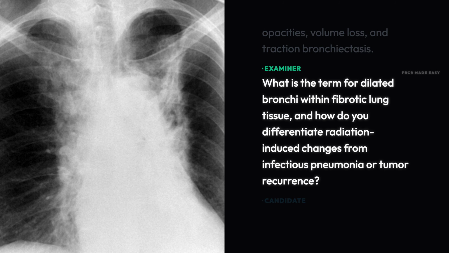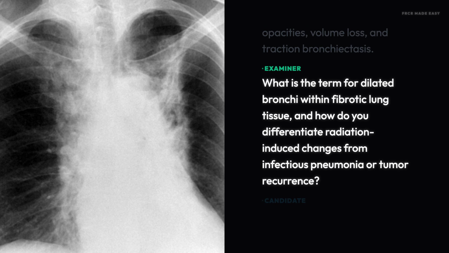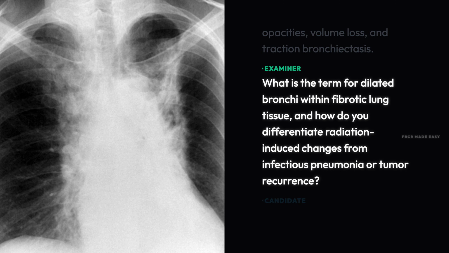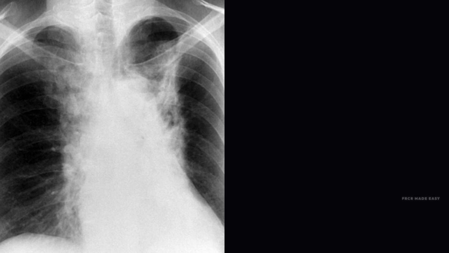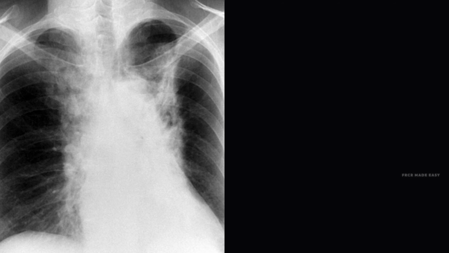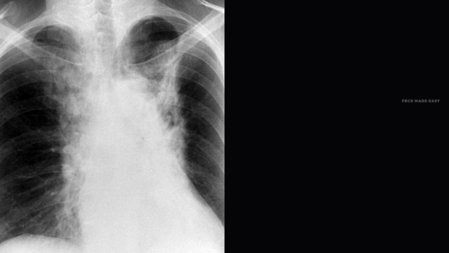What is the term for dilated bronchi within fibrotic lung tissue? And how do you differentiate radiation-induced changes from infectious pneumonia or tumor recurrence? The term is traction bronchiectasis, which is caused by the mechanical pulling of surrounding fibrous tissue on the bronchial walls.